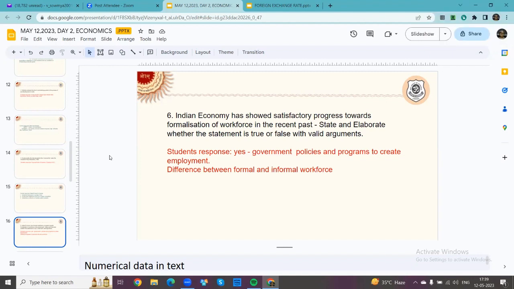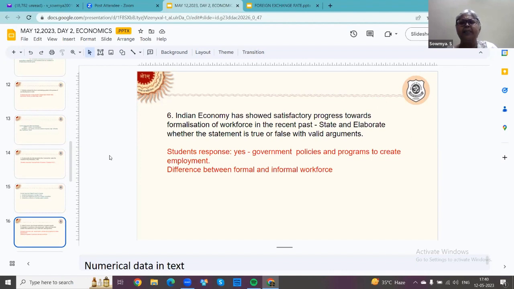For formal sectors, what are the criteria? We can differentiate between formal sector and informal sector, and also labor law. Ma'am, no. Okay, see, ma'am, read the question once more. Indian economy has showed satisfactory progress towards formalization of workforce in the recent past. So what are they talking about? Ma'am, it's about formal organizations, ma'am.